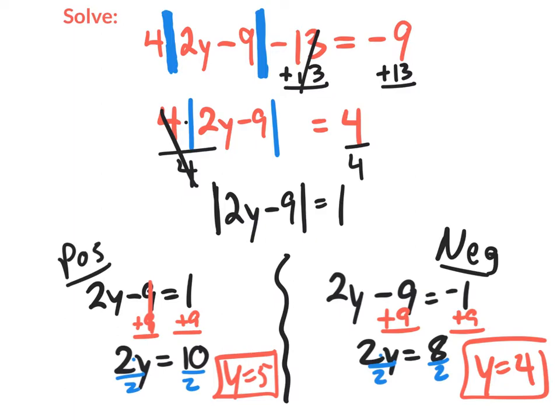So you're supposed to test your solutions, and I would test it right into the isolated absolute value equation. It's a little easier to do than doing all this math up here and plugging it in. So 5 right here, 2 times 5 is 10. 10 take away 9 is 1. And yes, the absolute value of 1 is 1. So this one definitely works. Over here, plug in 4. 2 times 4 is 8. 8 minus 9 is negative 1. And the absolute value of negative 1 is also 1. So both of them work.